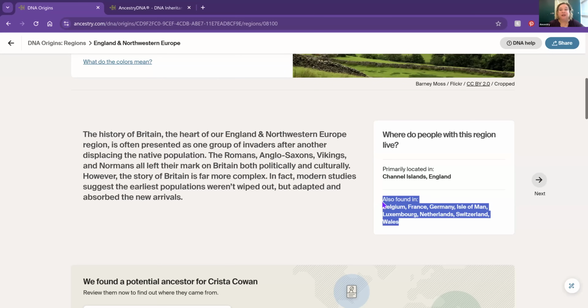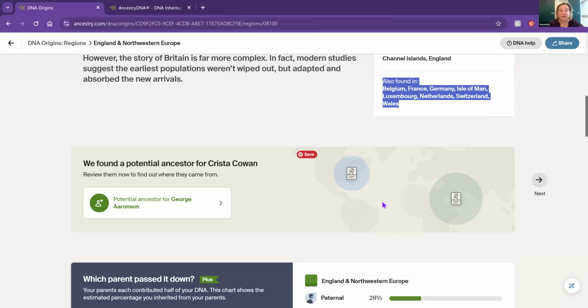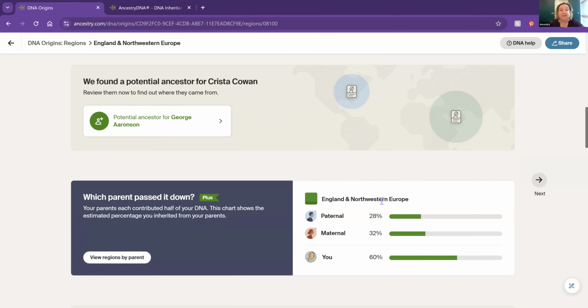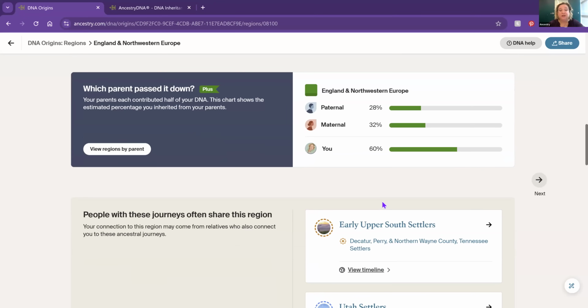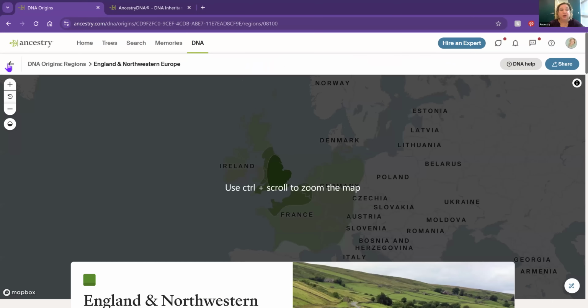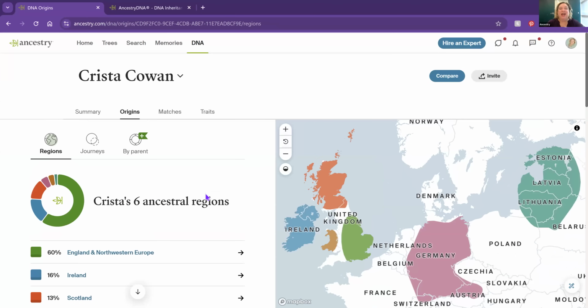And that's what you're going to see on every one of these informational pages about those regions. So just scroll down, lots of really great information on these pages. I encourage you to click through and read those. Plus, it's just kind of interesting. Okay, so that's your regions. Again, that's looking at where in the world your DNA was 500 to 1,000 years ago.